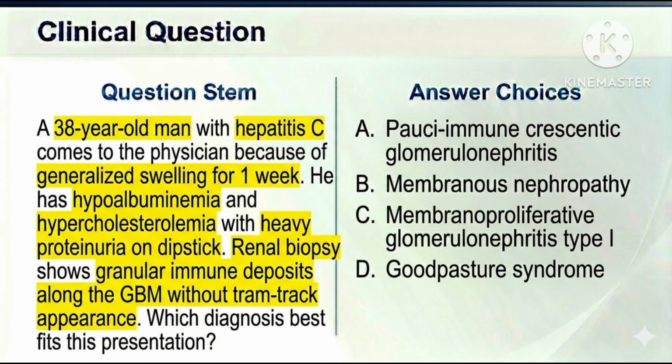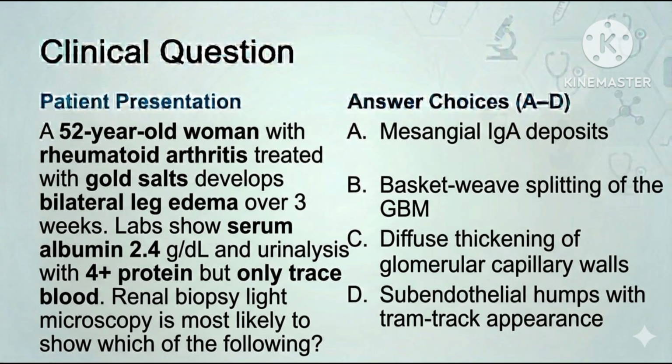Read this question stem. 38-year-old man, hepatitis C, features of nephrotic syndrome, generalized swelling, hypoalbuminemia, hypercholesterolemia, heavy proteinuria. Renal biopsy shows granular immune deposits along the glomerular basement membrane. Most likely diagnosis, membranous nephropathy. Gold salts can cause membranous nephropathy.